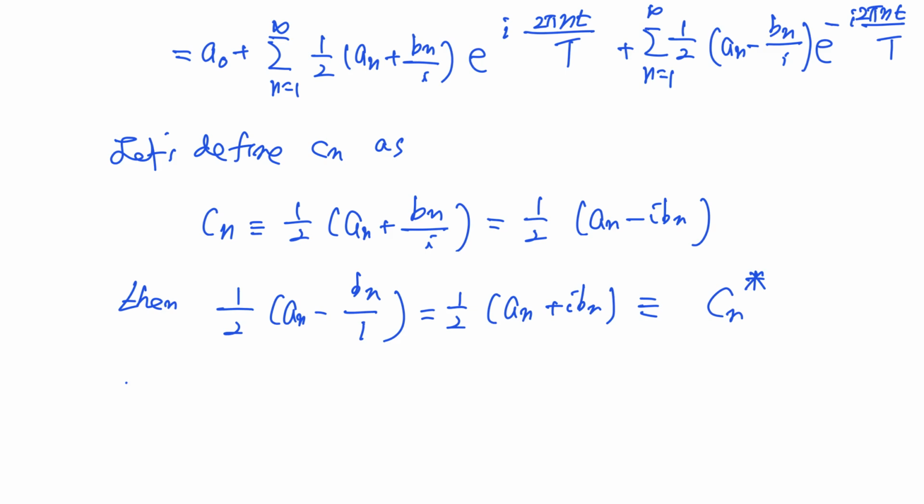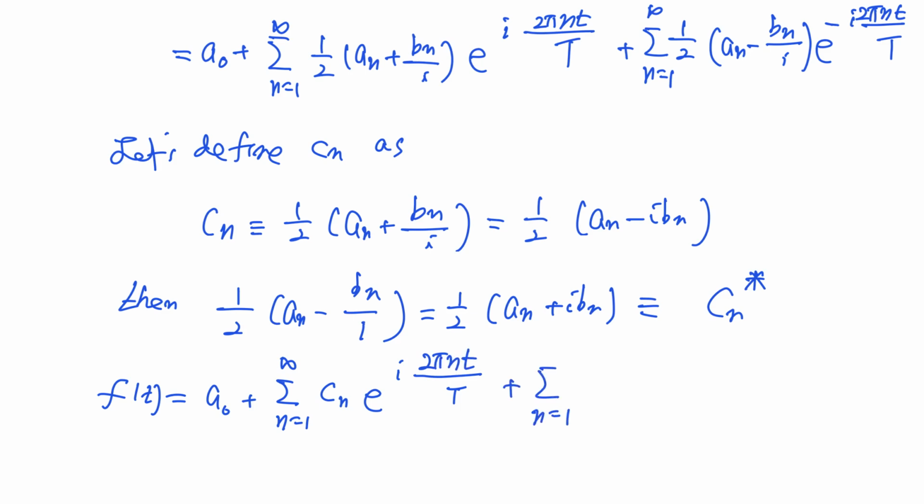So f(t) can be written as the following: A0 plus the sum from n equal to 1 to infinity of Cn exponential i 2 pi n t over T, plus the sum from n equal to 1 to infinity of Cn complex conjugate exponential minus i 2 pi n t over T, right? So apparently this series is a little bit less manageable because it has a minus sign.